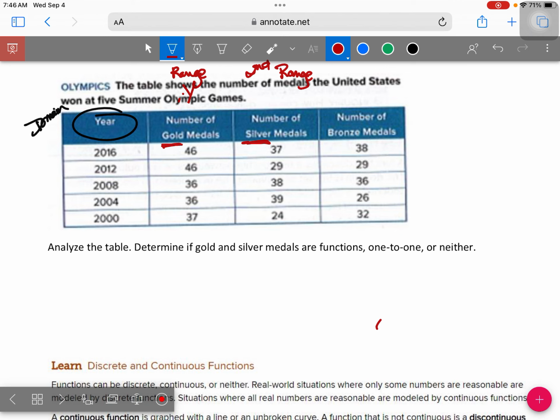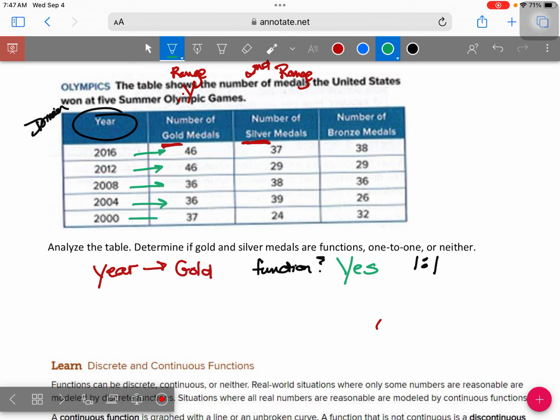Yes. So here's how we're going to do this. We're talking about year going to the gold, okay? And we're going to say, is it a function first? And then is it 1-to-1? And she said, yes, it is a function. So we're looking from here to here, here to here, here to here. Okay. So then, is it 1-to-1? Why or why not?